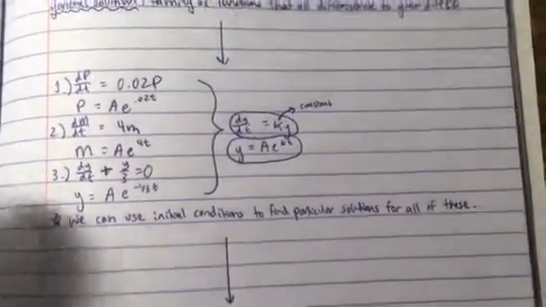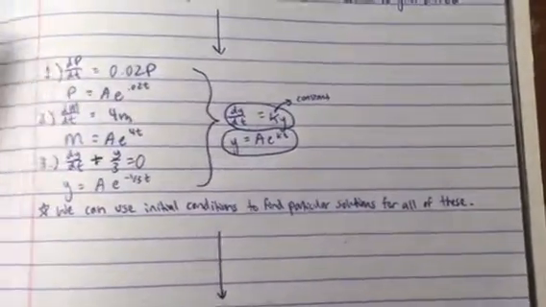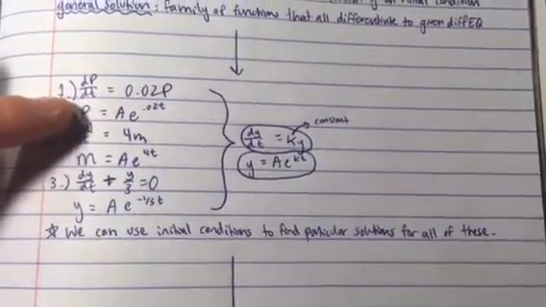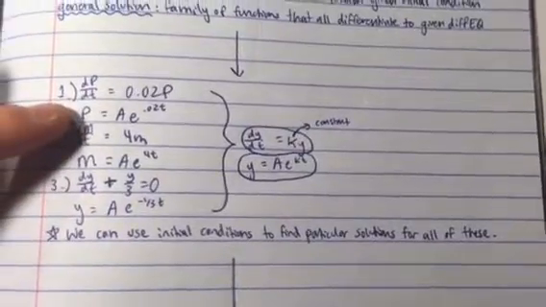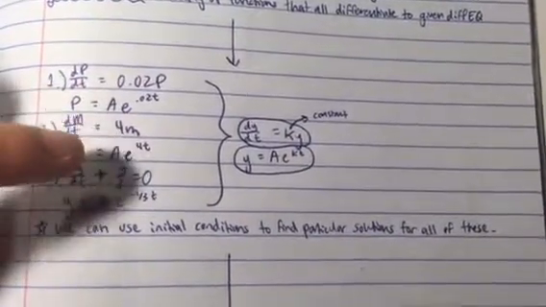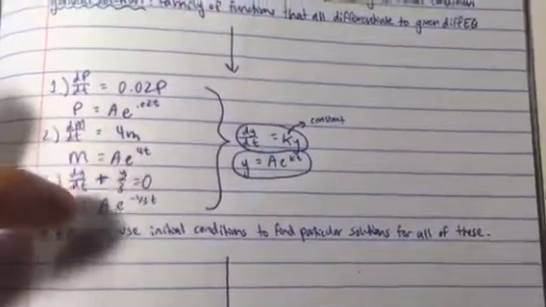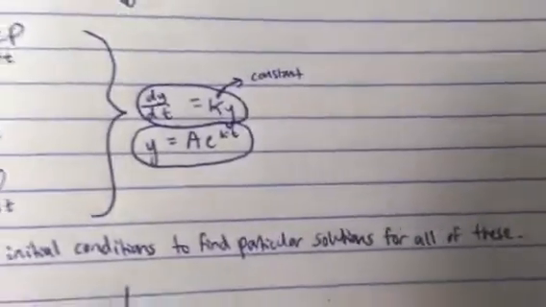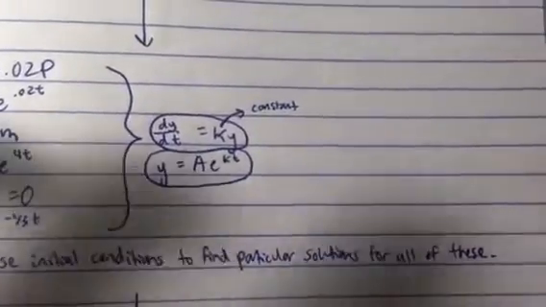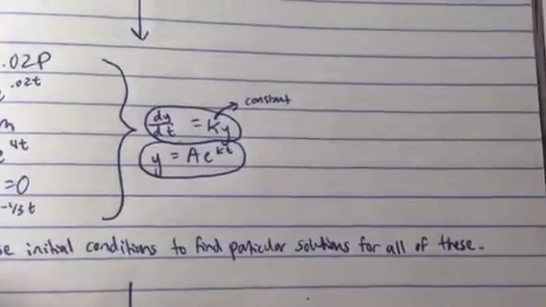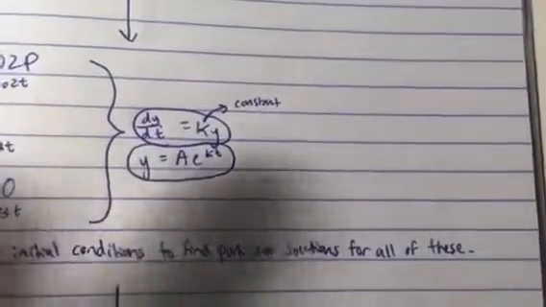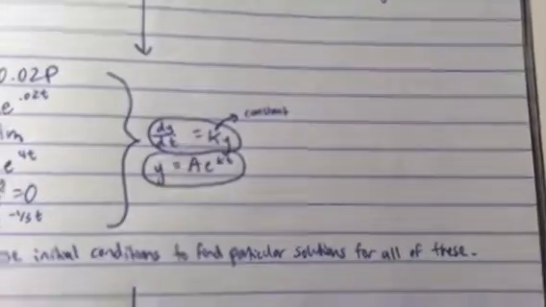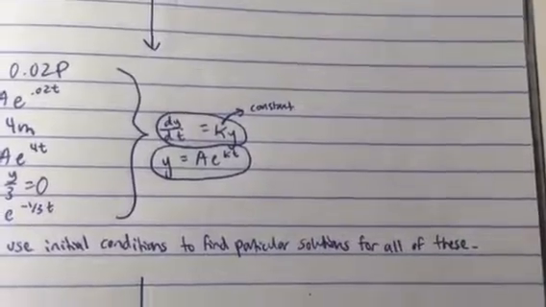So these are just sort of examples, but if we look at these three differential equations, we notice that each of them solve to a similar form. So P equals A times e to the 0.02t, A times e to the 4t, A times e to the 1/3 t. So what we notice is that if the differential equation is written in the form dy over dt equals k times y, it can always be solved to find y equals a times e to the kt.